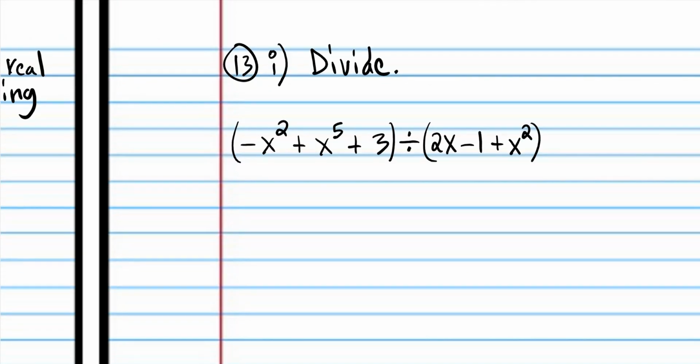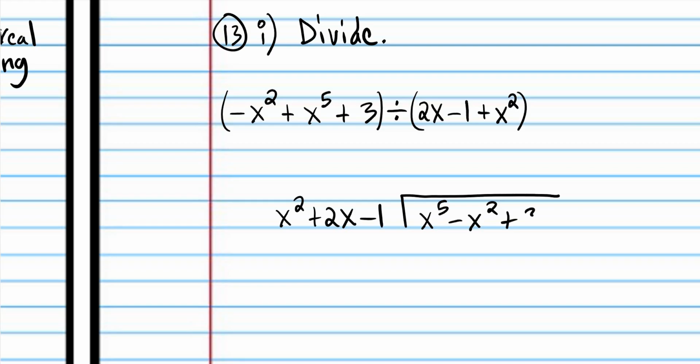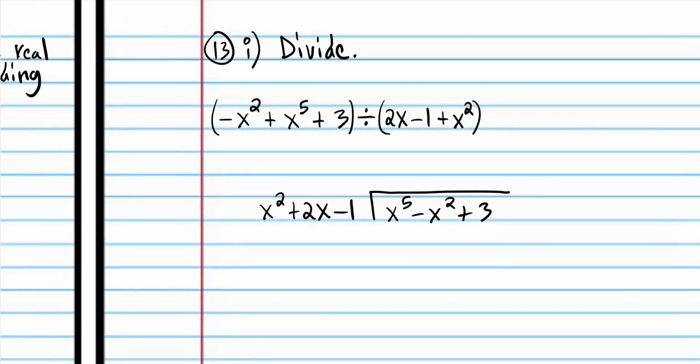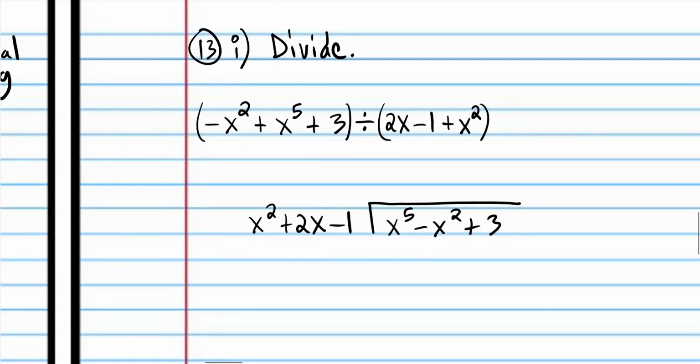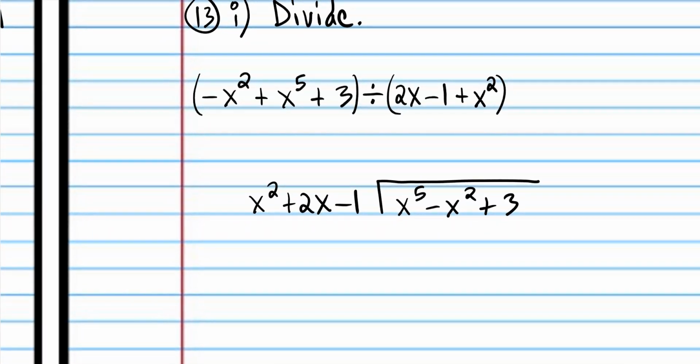Alright, so we have to make sure that we do this correctly. You have to write both of these polynomials in descending order of powers. And if you don't do that, you're not going to get the right answer. Long division doesn't work unless polynomials are written in descending order of powers. So if you forgot to do that, that's okay, but just go back and do it correctly.